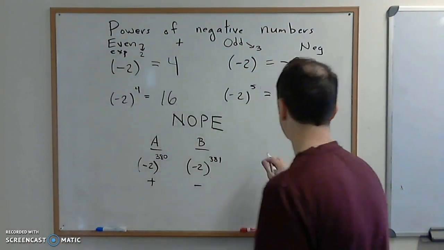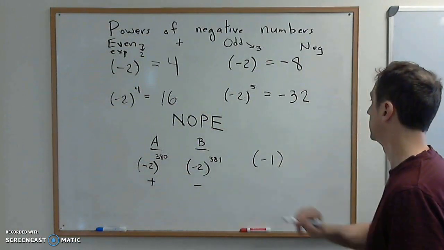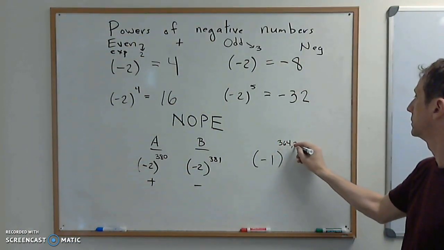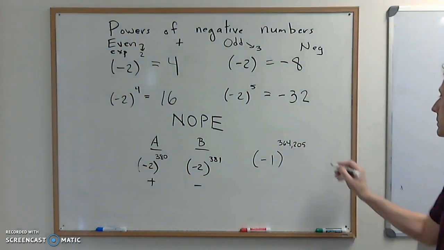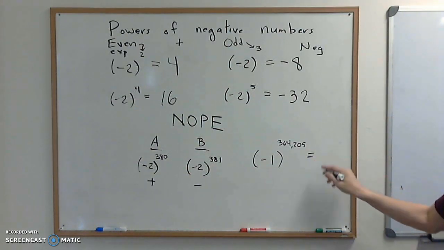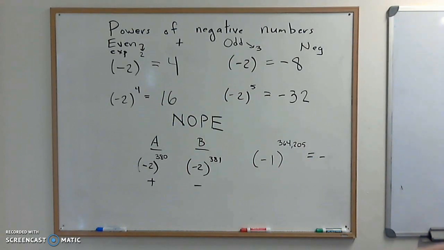Do you think that you could execute this one? -1 to the power of 364,205. Well, really the same rule. This is an odd exponent, therefore we would expect the result to be negative, and all powers of 1 are just 1.